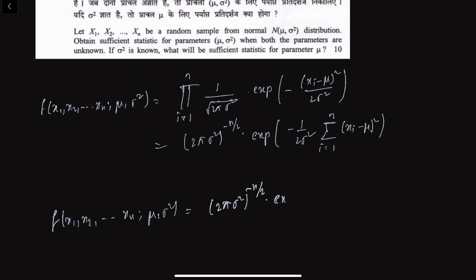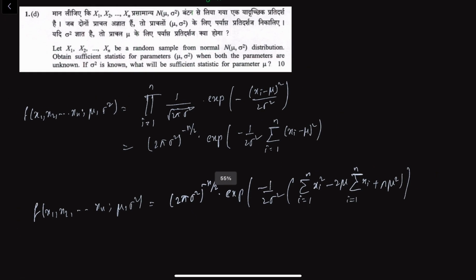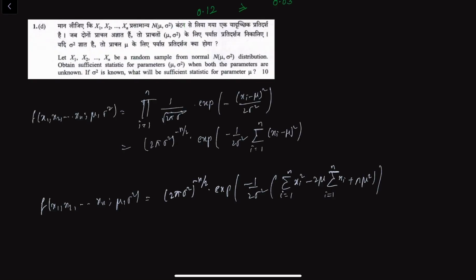Now if we expand this quadratic form inside the exponent, the joint density f of x1, x2 and so on xn with parameters mu and sigma square is just (2 pi sigma square) to the power minus n by 2 exponent of minus 1 by 2 sigma square summation i equals 1 to n xi square minus 2 mu into summation i equals 1 to n xi plus n mu square. So this likelihood, or the joint density, depends on the sample only through two functions.